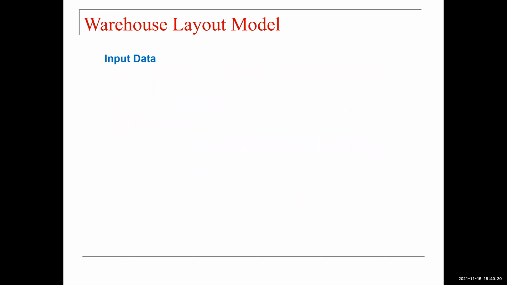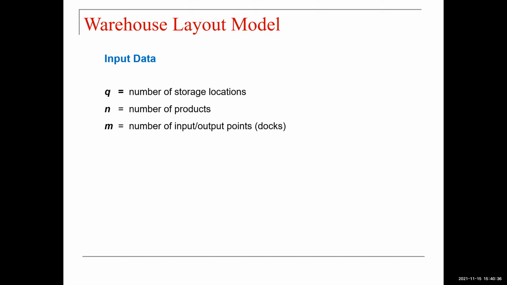So what would be the input data? We're going to have information about the number of storage locations, and we're going to name that parameter Q. N is going to be the number of products. M is the number of input-output points, meaning the doors for the warehouse. Sj is the number of storage locations required by product J. So let's say product 1 requires 10 locations in the facility. So S1 is going to be equal to 10.